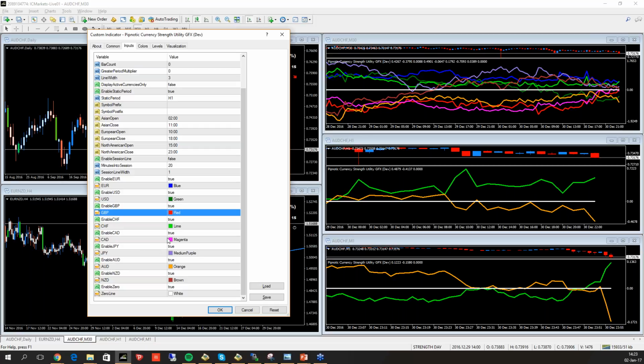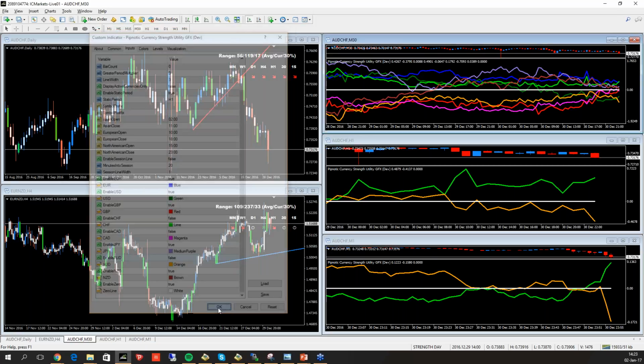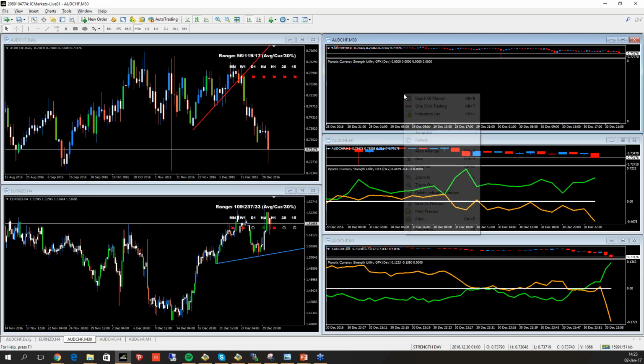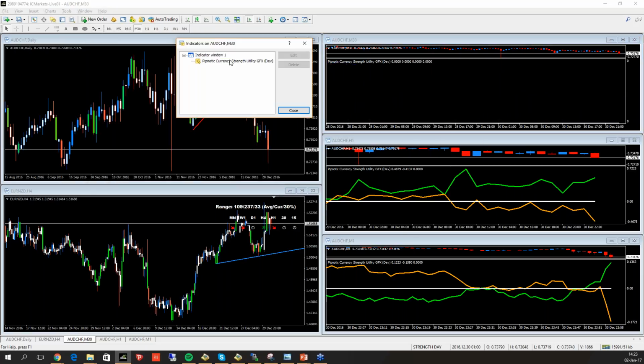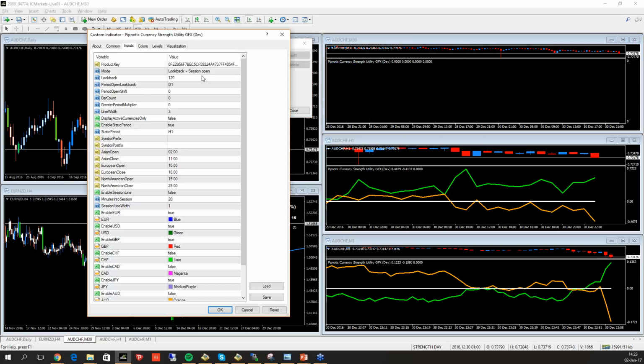Then you can also say here that, for example, I don't want to see the Swiss franc, I don't want to see the British pound, and I don't want to see the Japanese yen. So you go like that, and those lines, oops, I think I put it on the wrong setting.